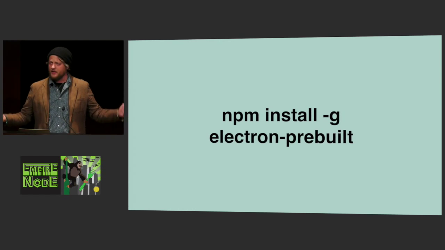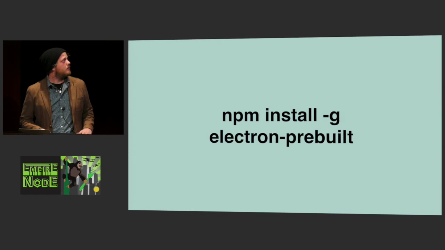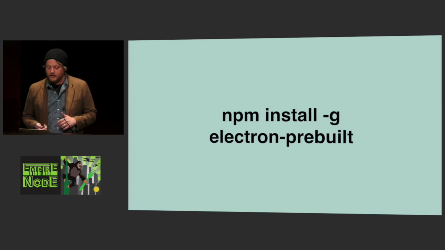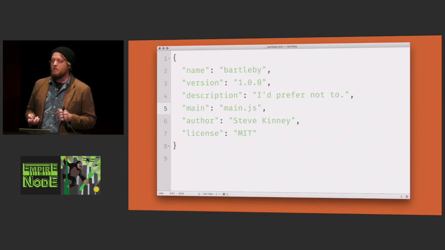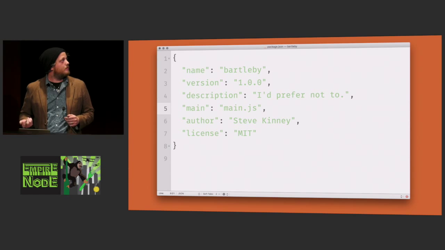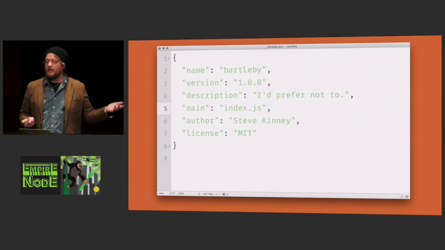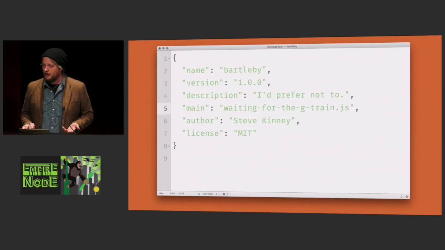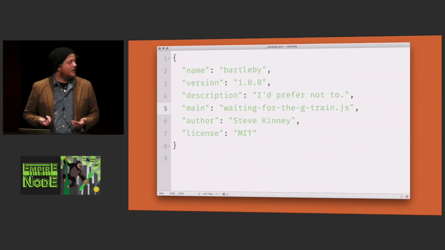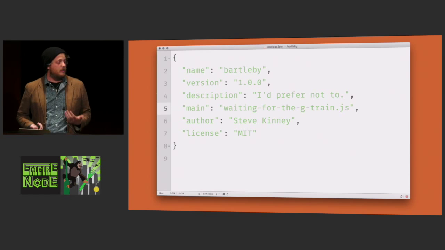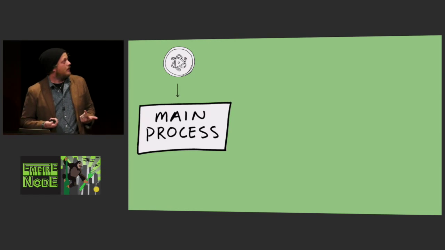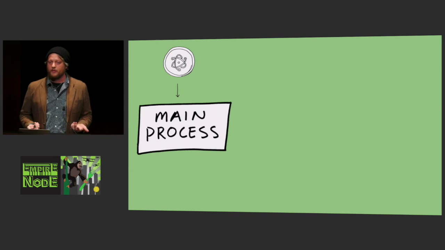Then you make a directory, pretty straightforward, npm init, and in our package.json, this is the important part, that main entry. I called it main.js, you can call it whatever you want to call it, it's fine. But it tells Electron, my application starts here. So we're going to call it main.js. So Electron takes a look at package.json, looks for the main entry, and fires it up as the main process.